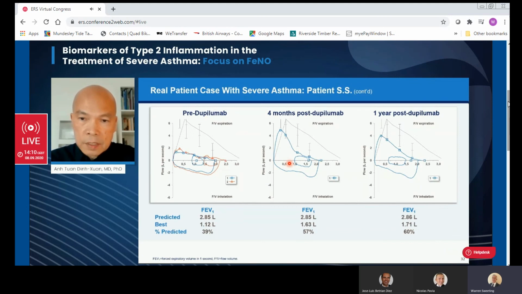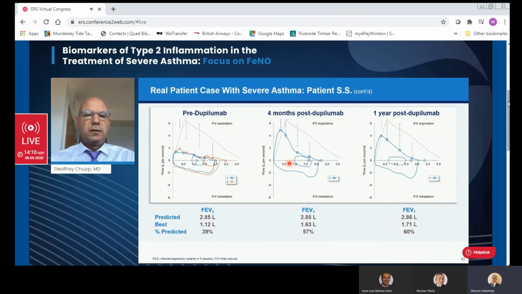I don't know, what do you think, Jeff? Yeah, I think that this is really nicely highlighted in this case, the effect of using the exhaled nitric oxide level to select patients, and in this case that was the predominantly elevated biomarker, and how it is useful in predicting a clinical response, both in lung function as well as disease activity.